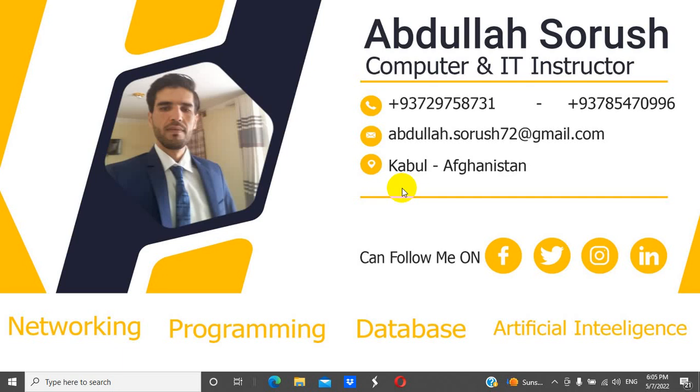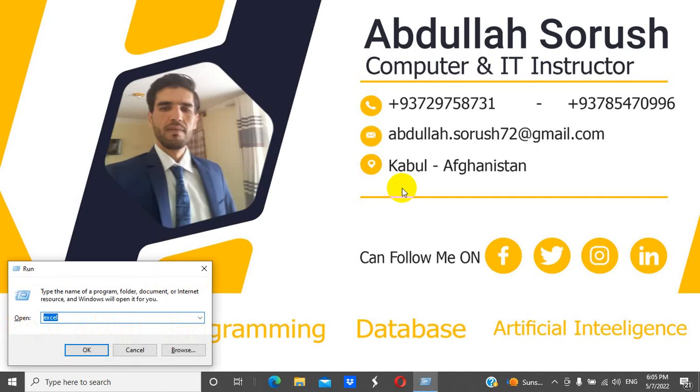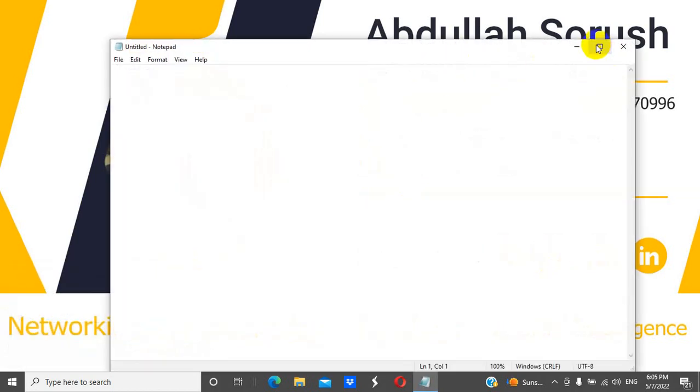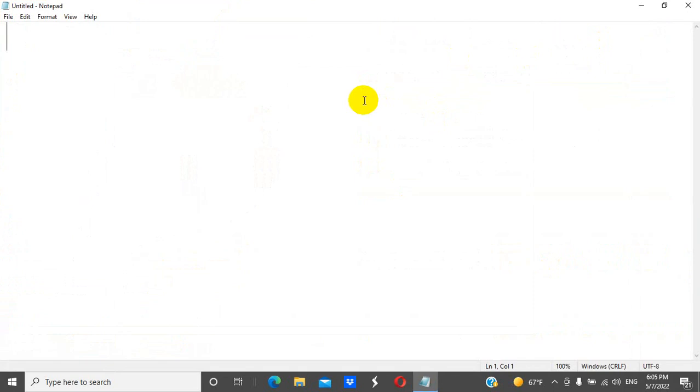In this series we will talk about computers: what a computer is, how it works, and how to use it. First of all, we should know what a computer is, how it works, and which parts a computer has. So let's start. Computer is one of the most necessary technologies in today's world. Because of that, in our life today, the computer is the most important thing.